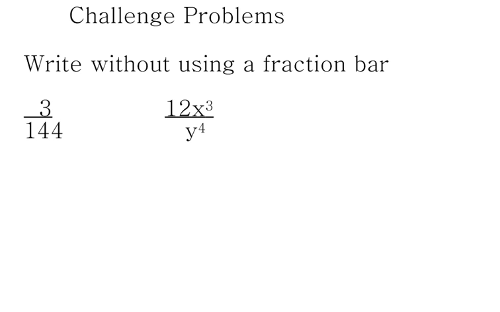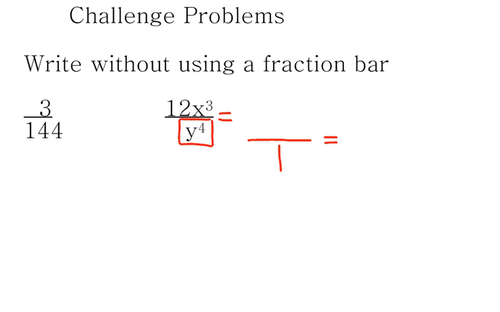So the directions here say to write without using a fraction bar, which means I somehow need to write these without using a fraction bar. And I'm going to start with this one, 12x to the third over y to the fourth. So what it's asking me to do is I somehow need to move that y to the fourth, because then there won't be anything left under the fraction bar except for a 1. And we know that if it's just a 1 in the denominator, I don't really need to write it.